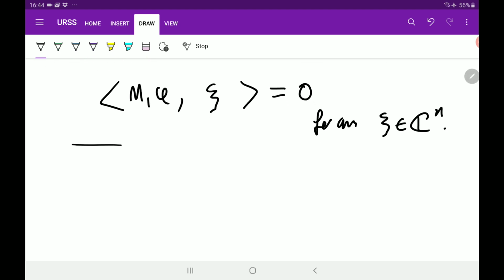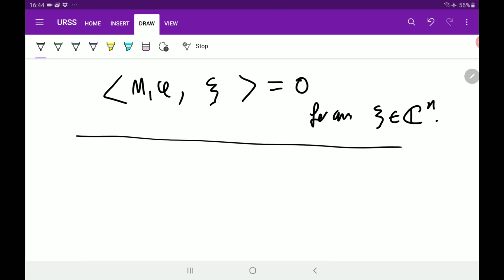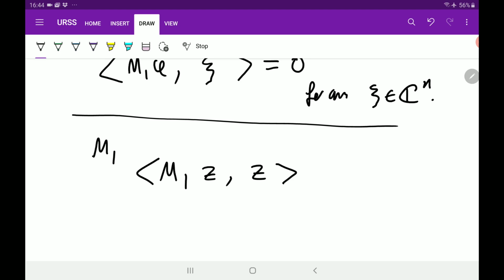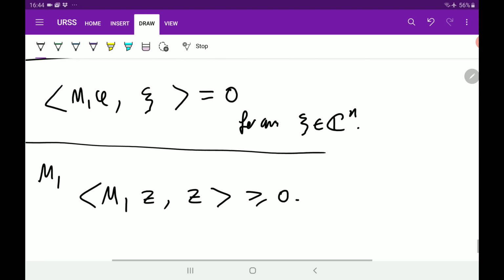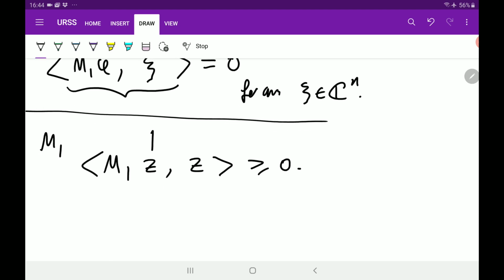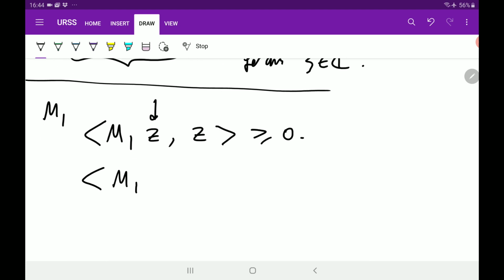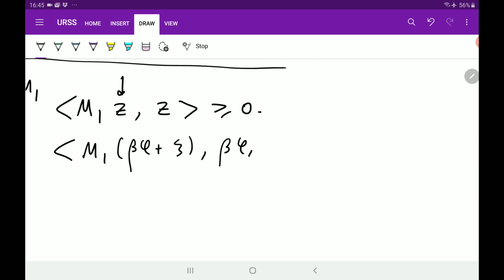Now, it's a little bit tricky how we're going to get there. What we have to do is use the fact that M1 is a density matrix, so we know that the inner product of M1 z with z is greater than or equal to 0. To be able to get this out of this, we're going to put a linear combination of phi and psi in there. Namely, we're going to put M1 times beta phi plus psi, comma, beta phi plus psi. So this is greater than or equal to 0.